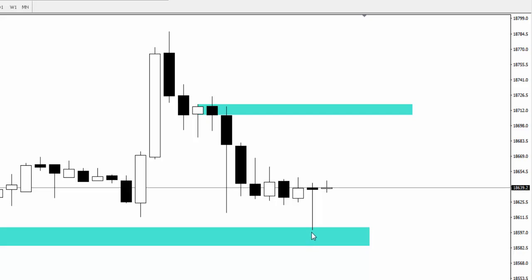We've got that wick there. Will they take the wick? It's possible. They might have a go at it just to sweep out the liquidity that's there. But I wouldn't be buying at this area we are currently.